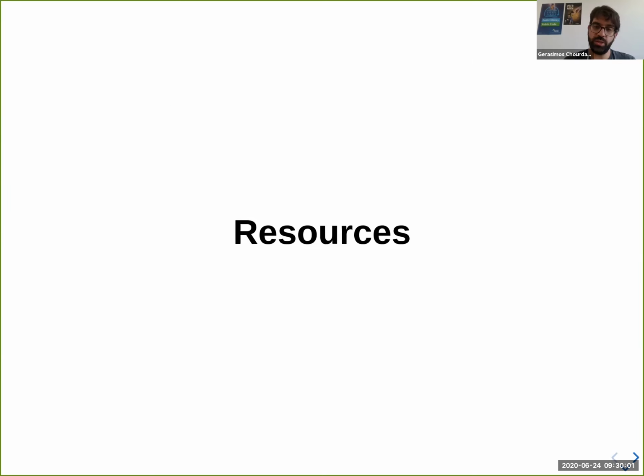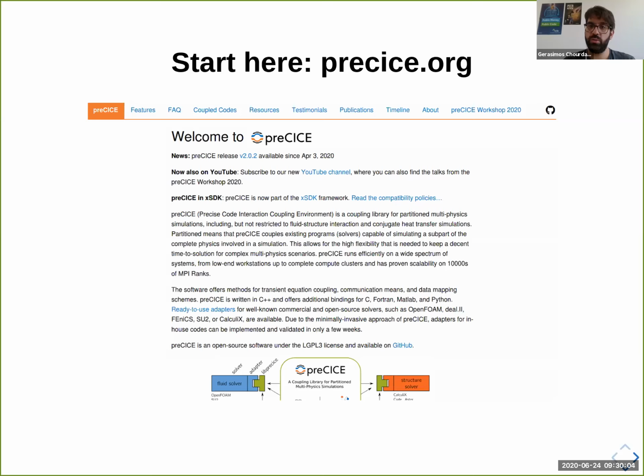When you want to start, you will probably go to our website. Of course, this is not as often updated as our GitHub, where we do all the daily development, but it has all the information that you need to get started. So mainly you can go to the resources to see what I will show you now. You can go to testimonials to see what other people are doing with preCICE. You can go to publications to see recent things we did, and you can find more about the history of preCICE and who we are.